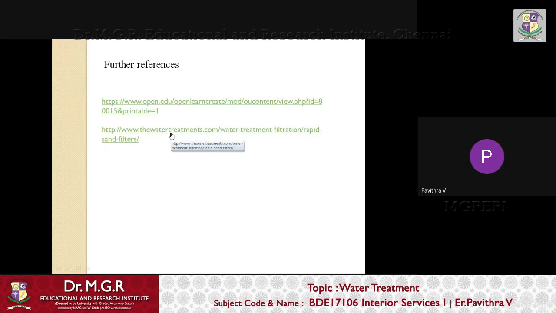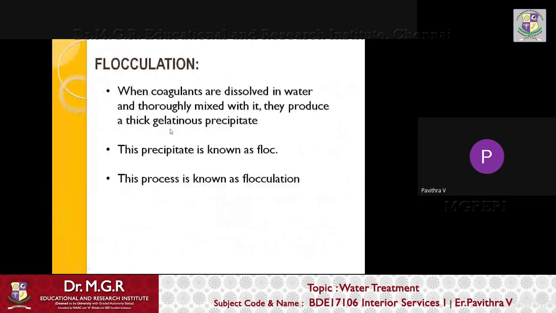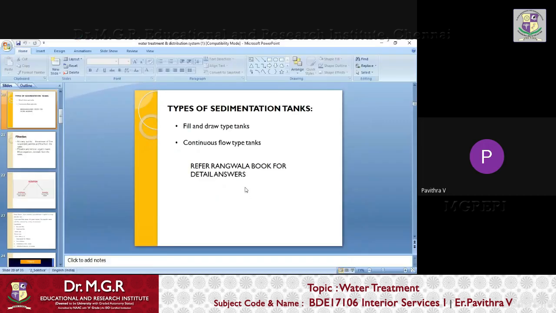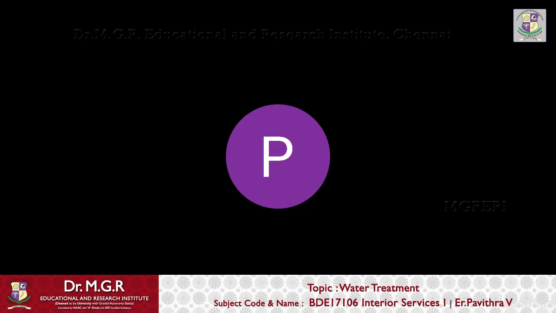If you want to learn deeper about this topic, you can refer to these references and learn. The only thing you need to understand is that the water treatment process is carried out by means of these techniques: screening process, aeration, after that coagulation, flocculation, sedimentation, filtration, disinfection, and softening. Then we will move on to the next topic.